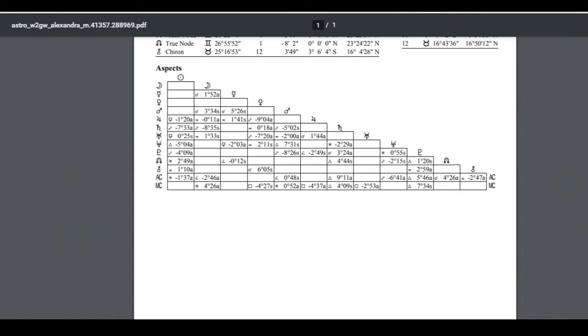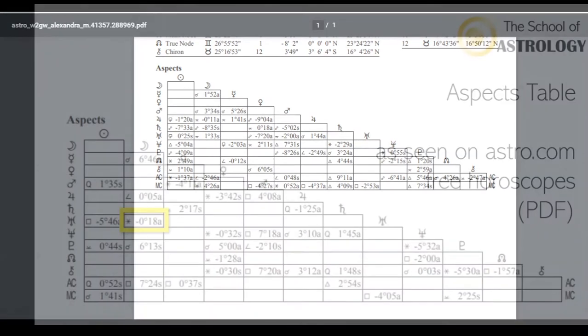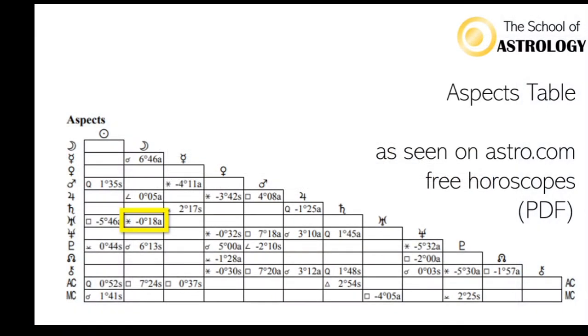So you may wish to draw your own aspects table and have it next to your device so you can follow along and compare the contents. All right. So now let's look at an example. Here we have one sample aspects table. And the first aspect that we're going to look at is one aspect between the Moon and Uranus.